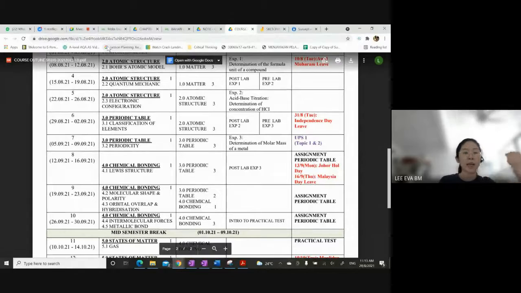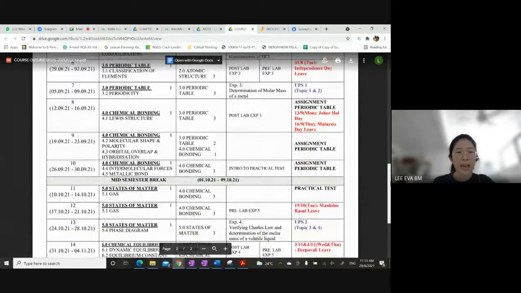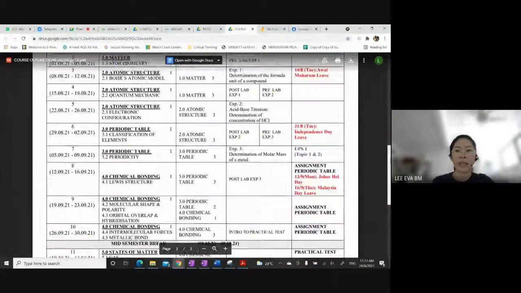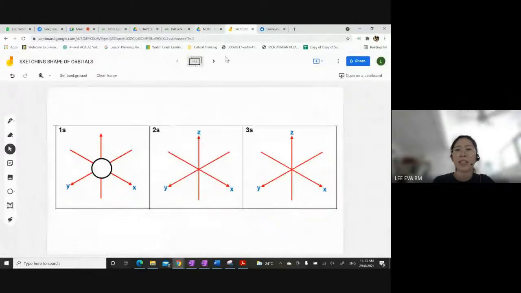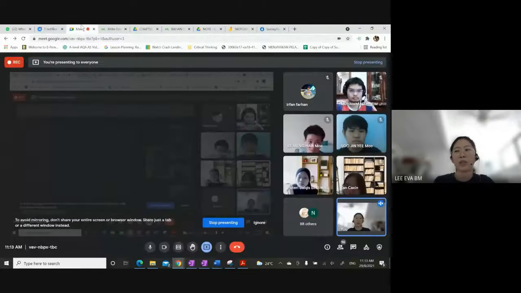Cuma nak bagi tahulah daripada minggu 7 sampai minggu 10. Okay, here is our planning. UPS on week 7 and then week 8 until week 10 is your assignment, which is an important date. And then after the holiday, then madam will brief you again. Okay, so siapa yang sudah lupa macam mana nak access CO, you can go back to the link.